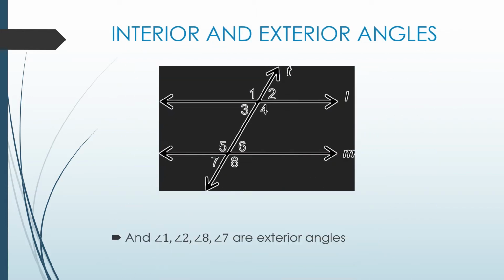Now, what are interior angles and exterior angles? Angles formed inside the two parallel lines when a transversal intersects them are called interior angles, and the angles formed outside the lines are called exterior angles. Here angles 1, 2, 7, 8 are exterior angles as they are formed outside the lines of intersection, and 3, 4, 5, 6 are interior angles.